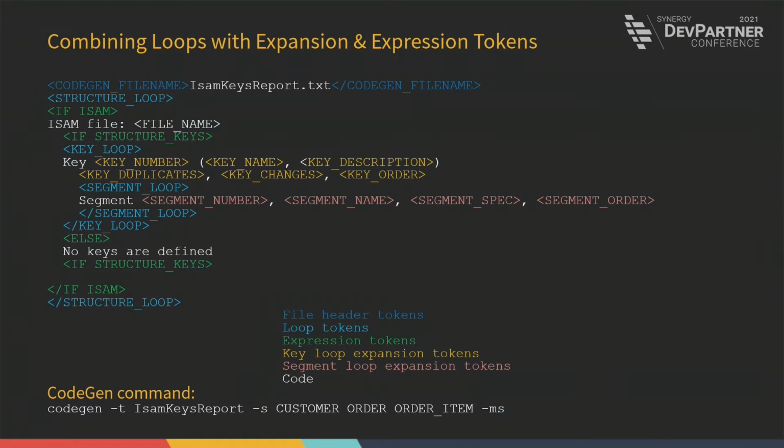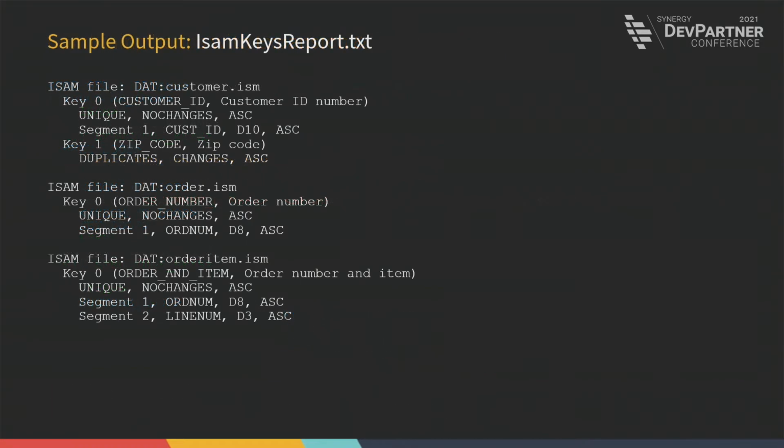Just another example of how you might structure a template file. And when processed with the command line like the one below, this is the kind of output that we're going to produce. Again, it's not something that may be particularly useful. Some people use CodeGen for producing documentation of their system, documenting all of the files that are there and all of the keys that those files have and so on. So that's a simple example of what this might be doing.